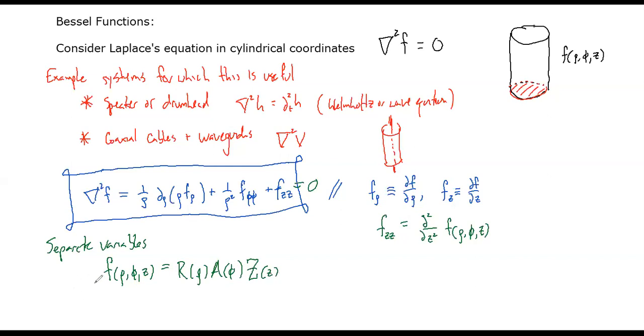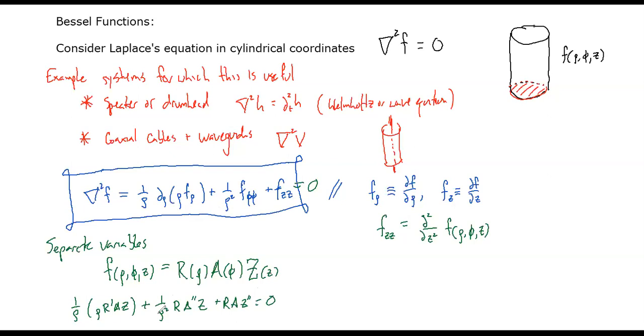Now when I put this form in, I get something that looks like this: 1 over rho, d/d rho of rho R prime, A, Z. I don't have to worry about writing the dependence on the variables because it's obvious: R is only a function of rho, A is only a function of phi. Plus 1 over rho squared R A double prime Z, and then R A Z double prime equals 0.